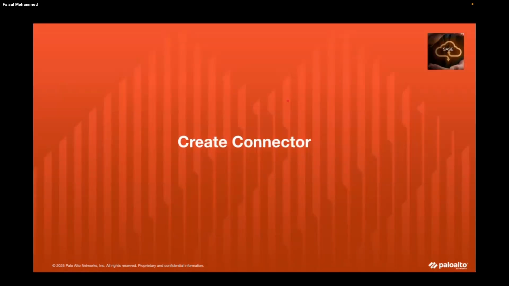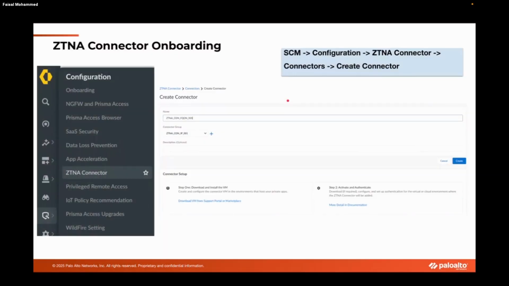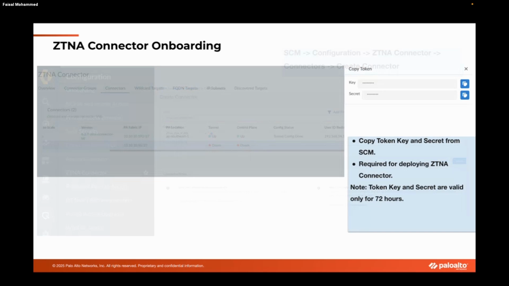Okay. Creating a connector. As I mentioned to you, this is the plus icon where we can create a connector group while we are onboarding a connector. Again, we have a menu called Create Connector under the ZTNA connectors, where we can create a new connector. It's just a name we have to create, and there's a create button available for you to click and save it. So once you have this connector created, we have something called a token, which comprises a key and secret.